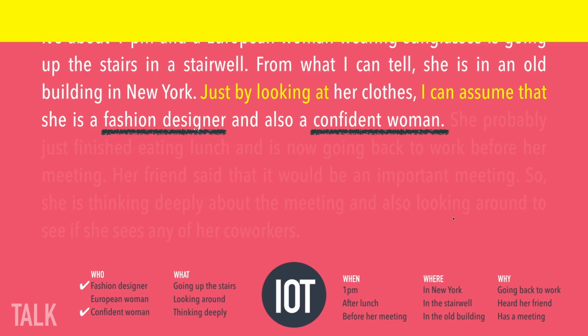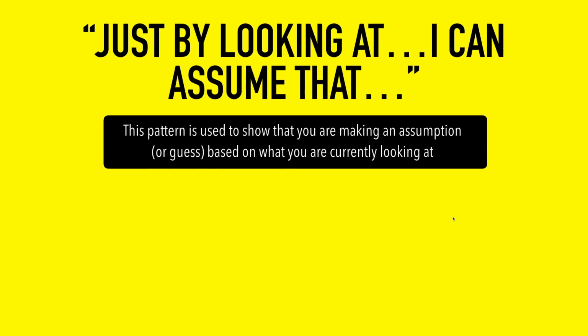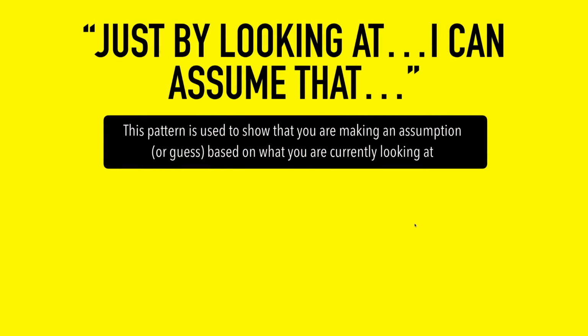Now, this is also a very important pattern in English. Here we go. This pattern is used to show that you are making an assumption or guess based on what you are currently looking at. So again, just looking at the picture, I think she's possibly a fashion designer. Why? Because in my opinion, oh wow, she's wearing a nice coat. She has very fashionable sunglasses on, and her body language kind of shows me that she's probably a fashion designer. Again, just by looking at her, okay? All right, so let's see some examples using this pattern as well.